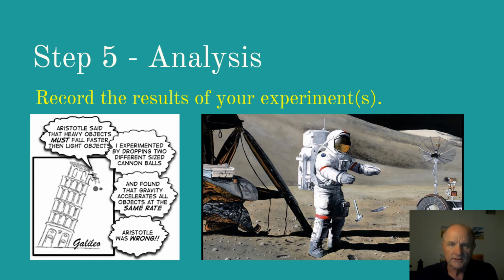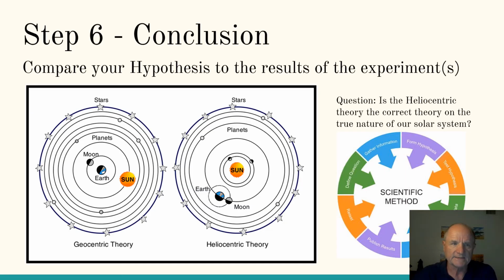When the astronauts were on the moon in the 70s, they wanted to test Galileo's theory in microgravity with no air friction. So they dropped a hammer and a feather at the same time, and you would think that the hammer would hit the ground first, but with no air friction, they hit the ground at the same time, because air friction would cause the feather to go whoosh, whoosh, whoosh, but it didn't. So step 5, you record your results of your experiment or experiments.